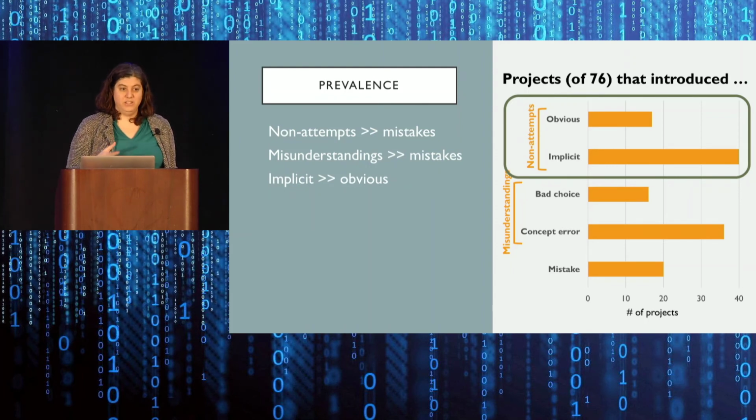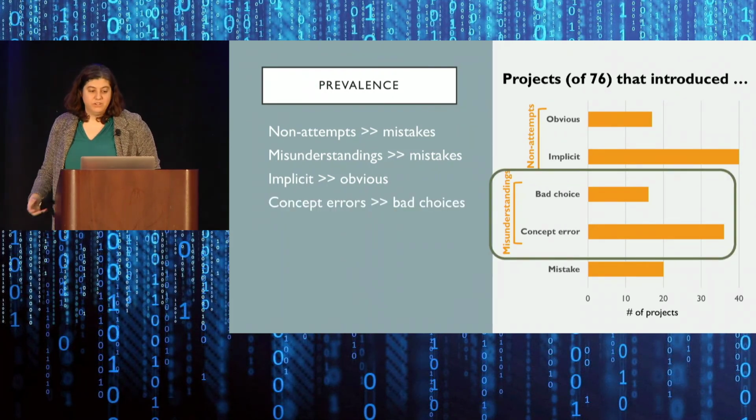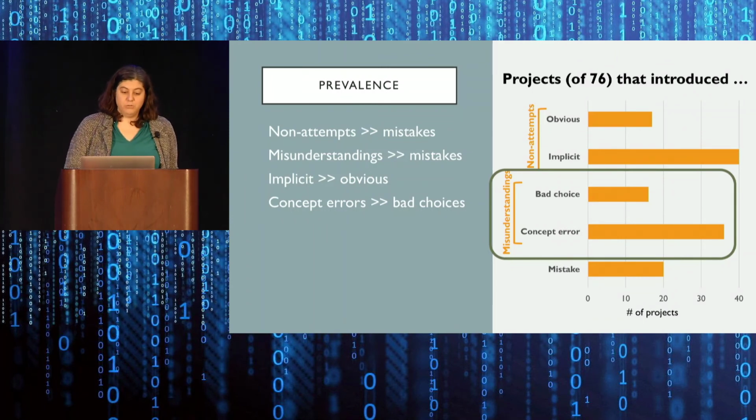So if you're not authenticating the log file such that people can overwrite parts of it without being detected, then that's more of an implicit mistake. We're also finding that conceptual errors are more common than bad choices. Bad choices are, among other things, choosing a weak algorithm or making a bad choice about what kind of security primitive to use, as opposed to a conceptual error, which is making a good choice of a thing to use, but then making a mistake in how to use it.